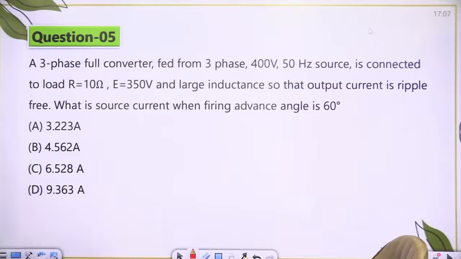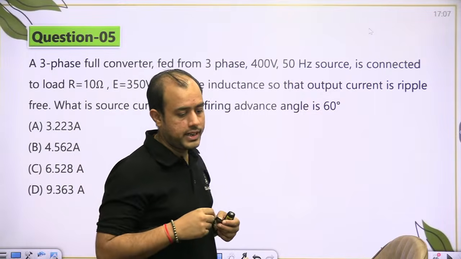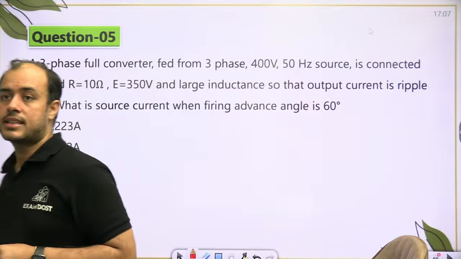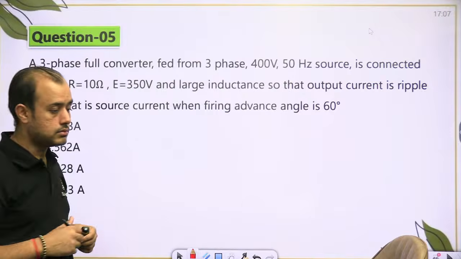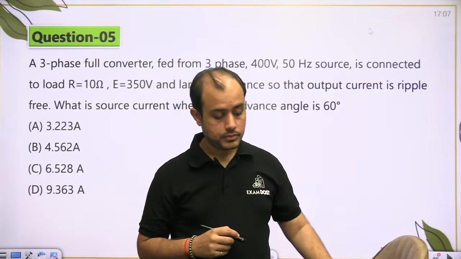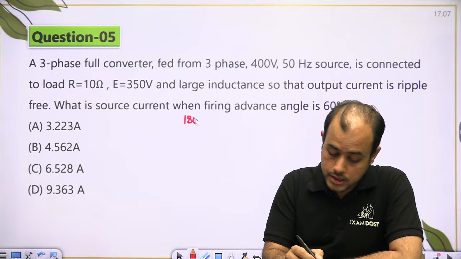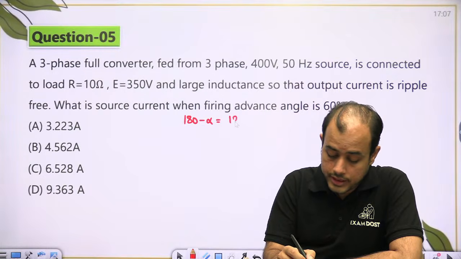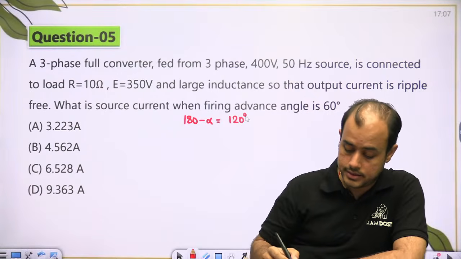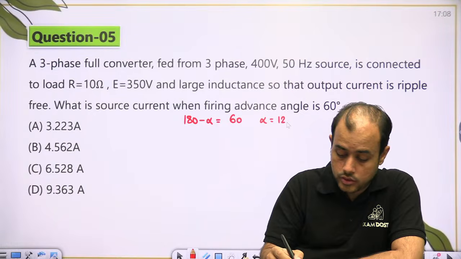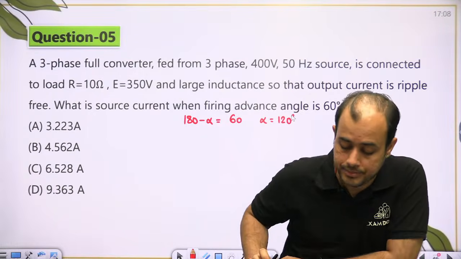चलिए try this बेटा. Source current when the firing advance angle is 60 degree. You need the source current. A 3-phase full converter is there. Firing advance angle is 60 degree. Which means बेटा ये भी मैं करा देता हूं. चलो अभी थोड़ी दिक्कत आएगी. 180 minus alpha is 60. So alpha is actually 120 degree. Okay.